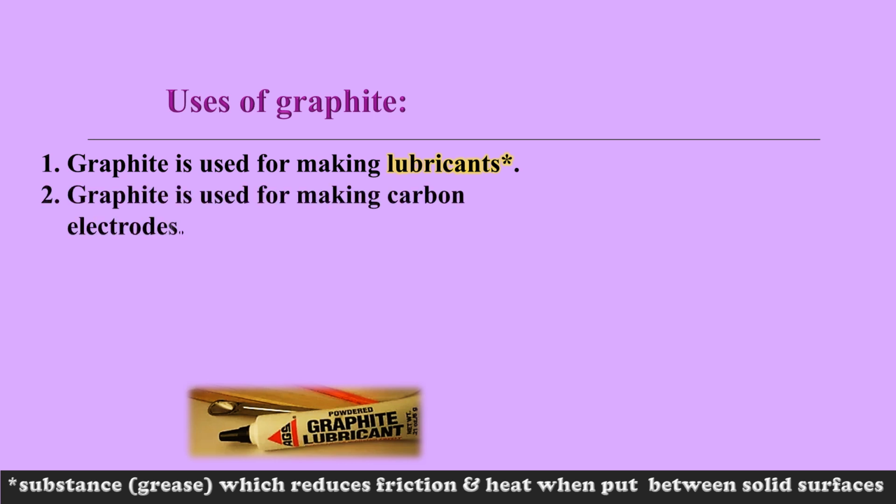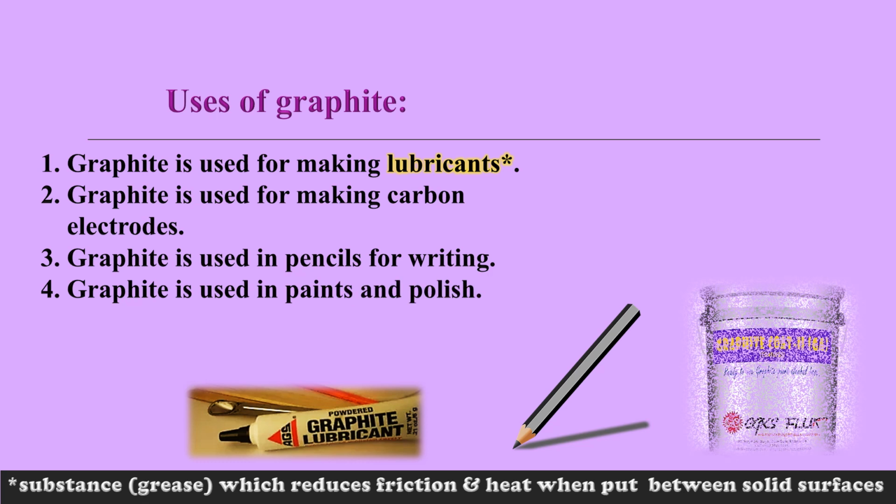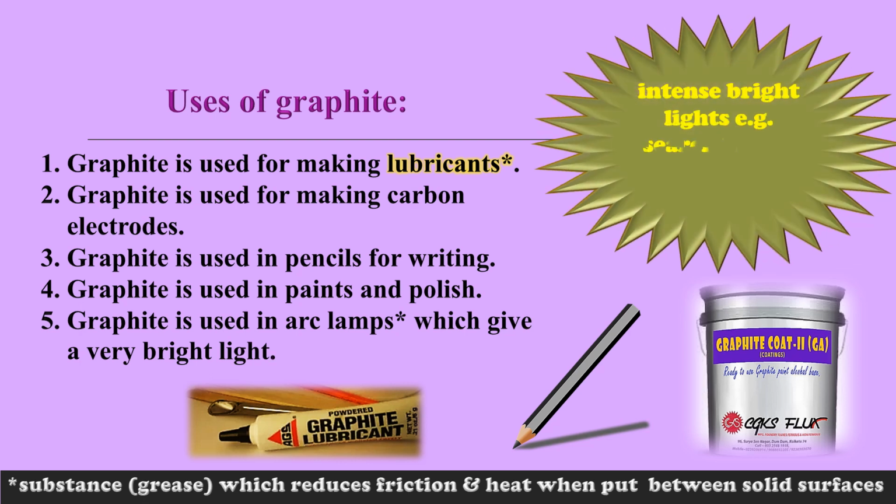Graphite is used for making carbon electrodes in cells. Graphite is used in pencils for writing. So the very pencil that you're writing has the crystalline allotrope of carbon called graphite. Graphite is used in paints and polish. Graphite is used in arc lamps which give very bright light. Now, arc lamps are intense bright lights like searchlights, floodlights, projector lights, etc.